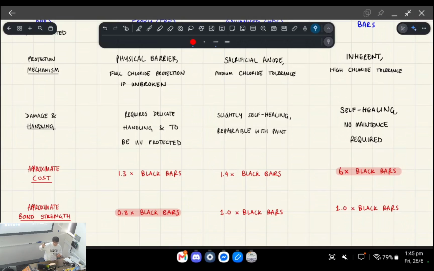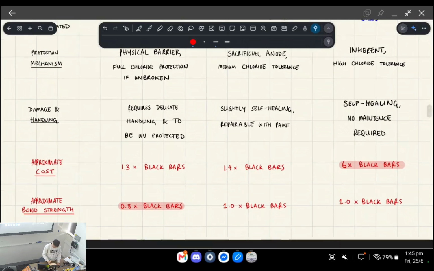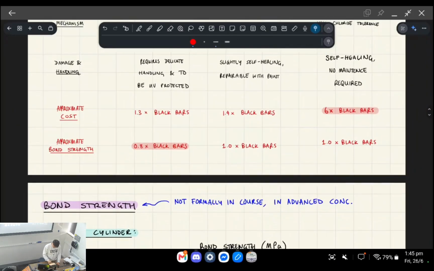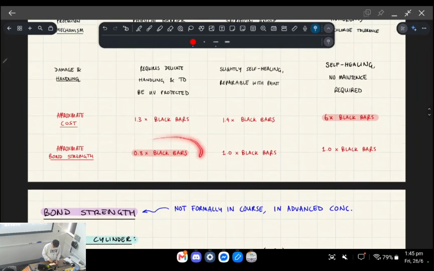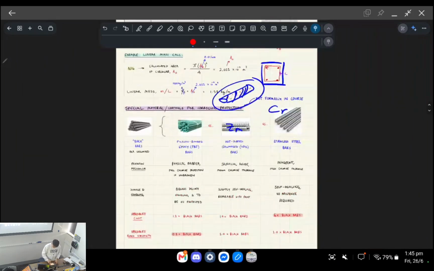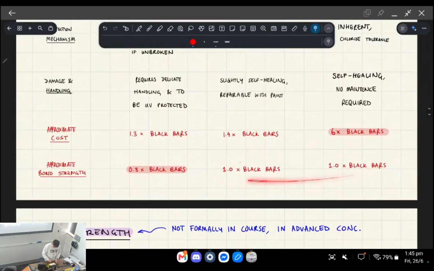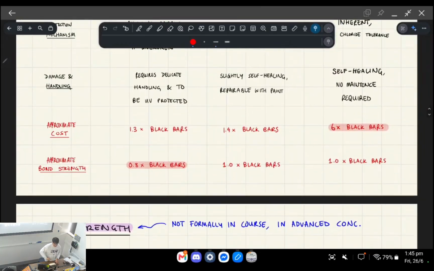So you would only use this in very extreme scenarios, like for example, if you were pouring an underwater bridge pier or something, right? So if you've got a bridge that goes over an ocean or something like that, and you're pouring the piers for it, you might consider stainless steel. And then bond strength. So I'll talk about bond strength in a second, but essentially galvanized bars and stainless steel don't really affect the bond strength, but it is weakened if you use fusion bonded epoxy. Essentially, fusion bonded epoxy is slipperier than the other types, okay?